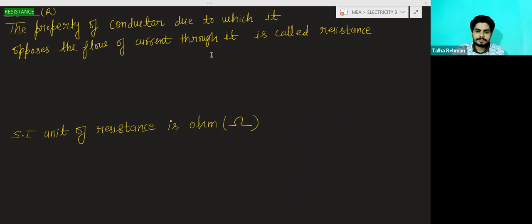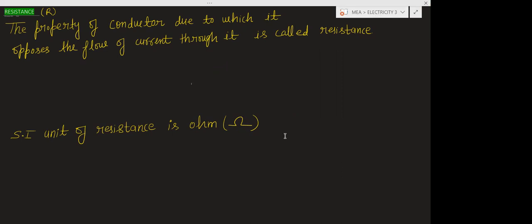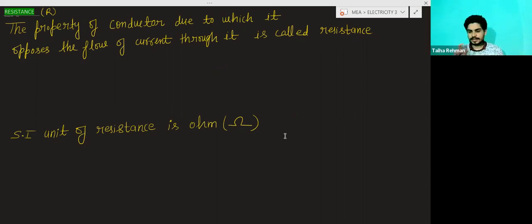Okay. Hello Eamon. So we did Ohm's law. Now today we will discuss the resistance. I think you should know what is resistance. Resistance is a property of a conductor due to which it opposes the flow of current. The more the resistance of the wire, the less the current flowing in the wire. We will represent resistance with capital R.